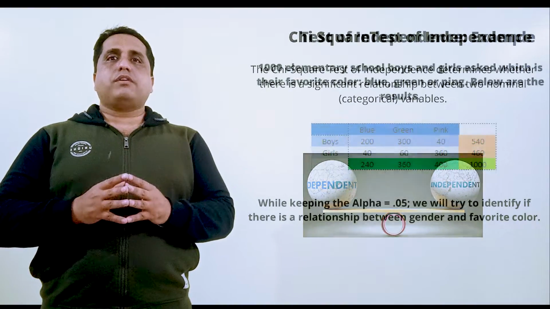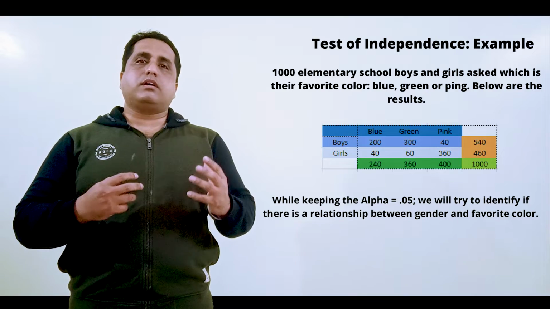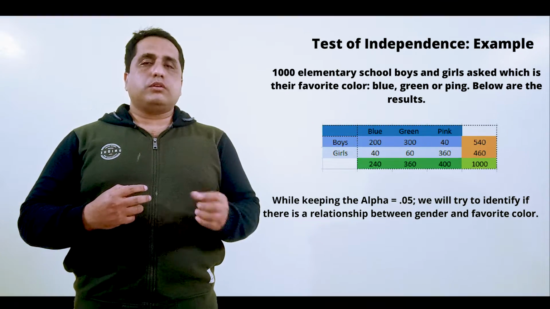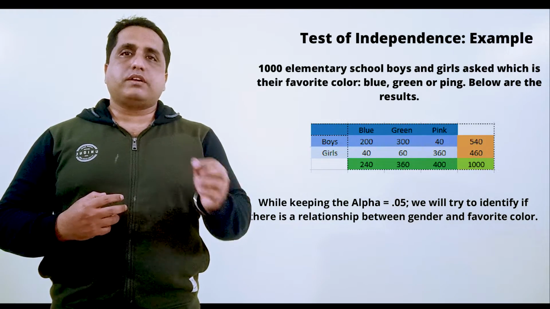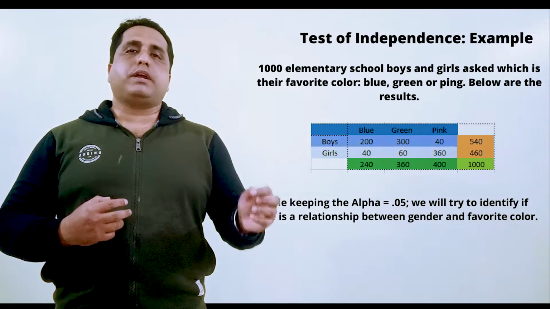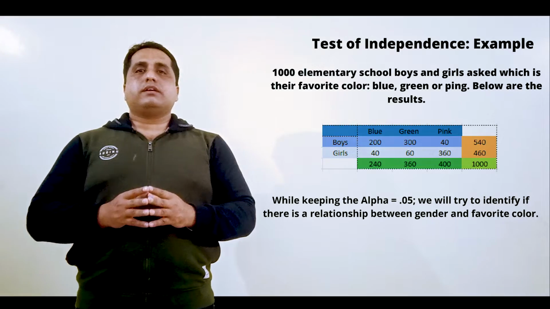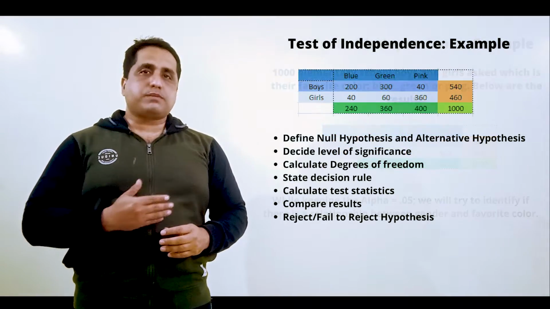Let's say we have 1,000 students, boys and girls, from an elementary school. Those 1,000 students are being given a question: what is their favorite color? Whether it's blue, green, or pink. So as usual, we would conduct this test based on 7 steps as listed down.